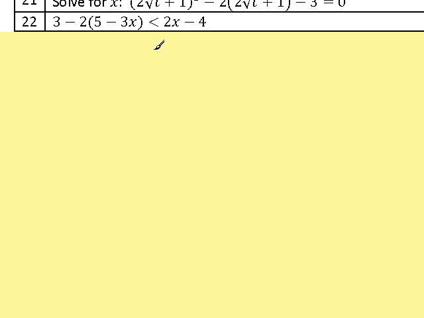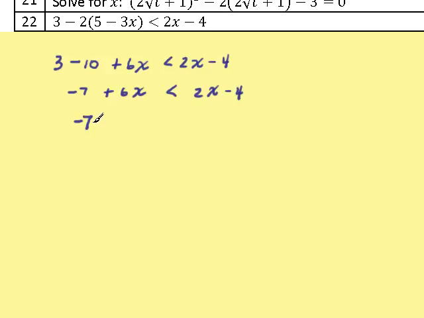Here we have an inequality. Let's simplify first. Multiply by minus 2 to open these parentheses. 3 minus 10 plus 6x is less than 2x minus 4. So we have minus 7 plus 6x less than 2x minus 4. Let's subtract 2x from both sides. Let's add 7 to both sides and divide by 4.